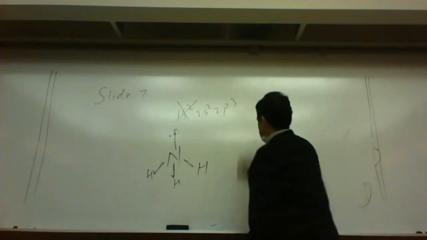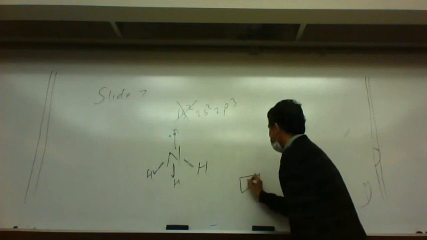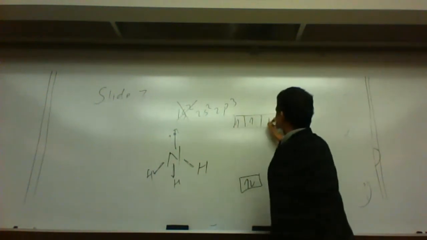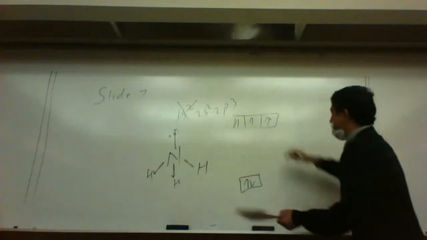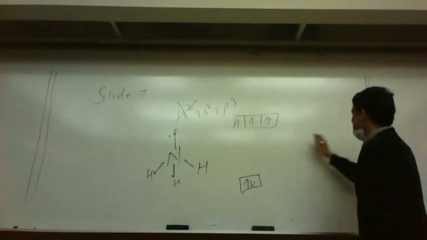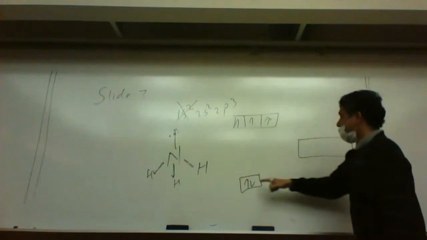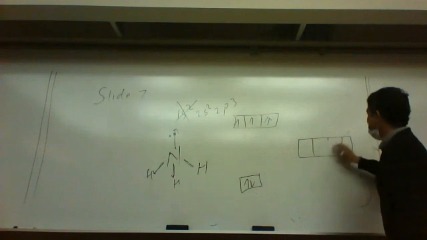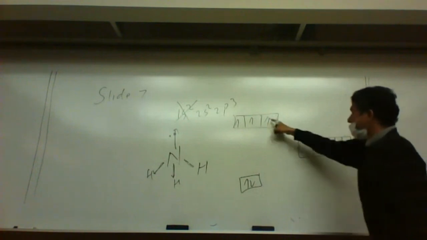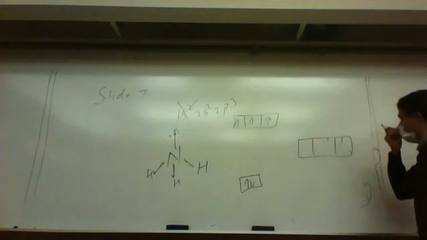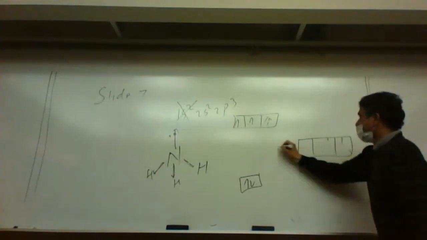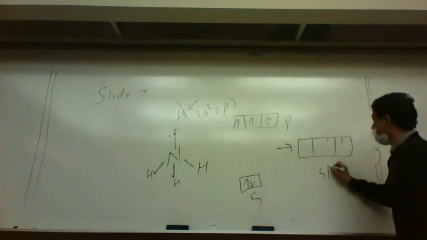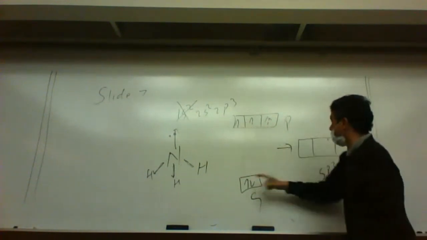If you want to draw something like this, it's okay. This is 2s, this is 2p, 1, 2, 3. Now I want to mix these two together and hybridize them. When I hybridize them, it becomes sp3. So I have 1, 2, 3, 4, 5 electrons. After hybridization, this is the s and this is the p, and now this is sp3. Now I put the electrons in.